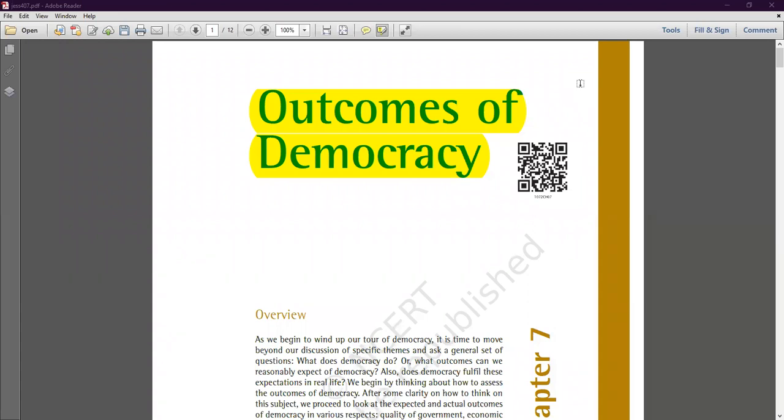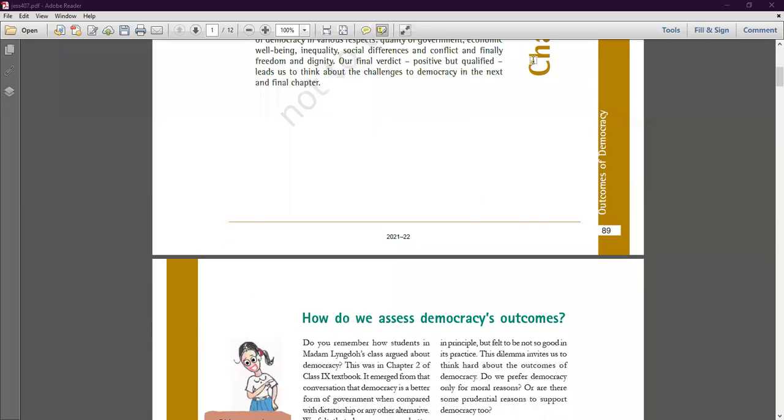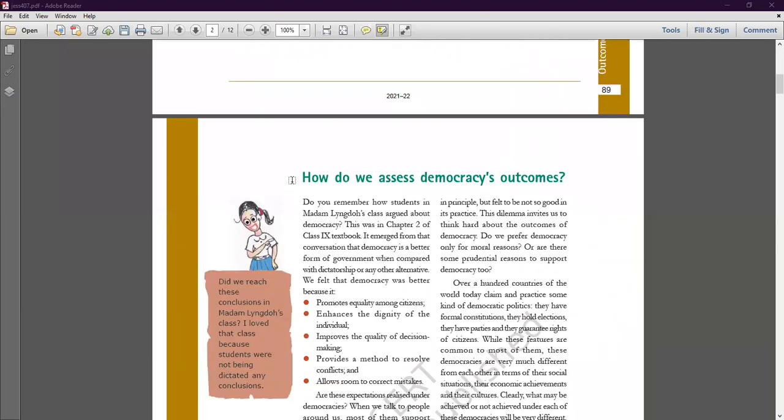With the results, with the outcomes, we can assess democracy and we can say that democracy is a better form of government. So what are those factors or reasons which tell us that democracy is a better form of government? That's what we are going to discuss in this chapter. Your first topic of the chapter is how do we assess democracy's outcomes?